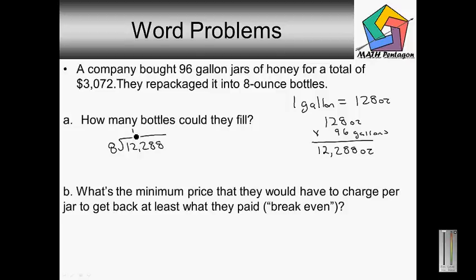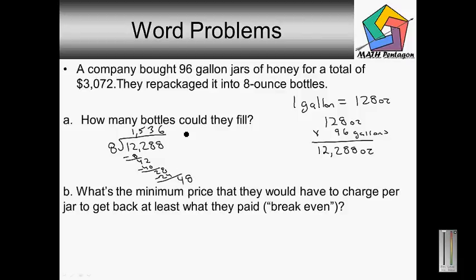Eight goes into 12 one time. 12 minus 8 is 4. Bring down the 2. 8 goes into 42 5 times. 8 times 5 is 40. 42 minus 40 is 2. Bring down the 8. 8 goes into 28 3 times. 8 times 3 is 24. 28 minus 24 is 4. Bring down the 8. 8 goes into 48 6 times.